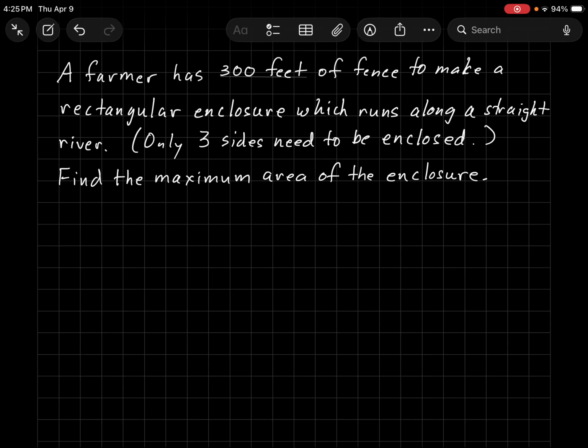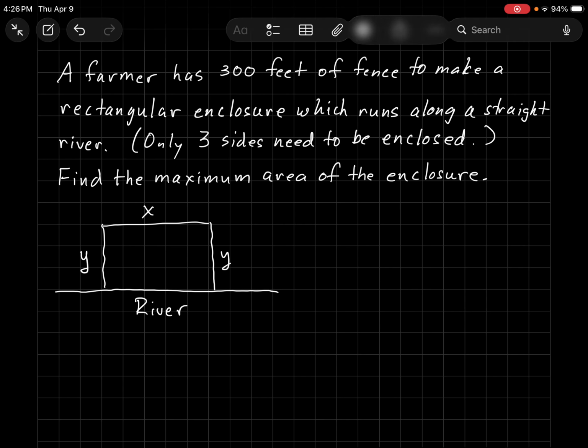Suppose that a farmer has 300 feet of fence to make a rectangular enclosure which runs along a straight river. Let's get the picture started here. That'll be my river. And then I have a rectangular enclosure that I'm going to draw as well. Now we want to label this, so I will label that side X. I don't need to label the bottom side because the bottom side is river and no fence is needed. And then I'll label these sides Y.